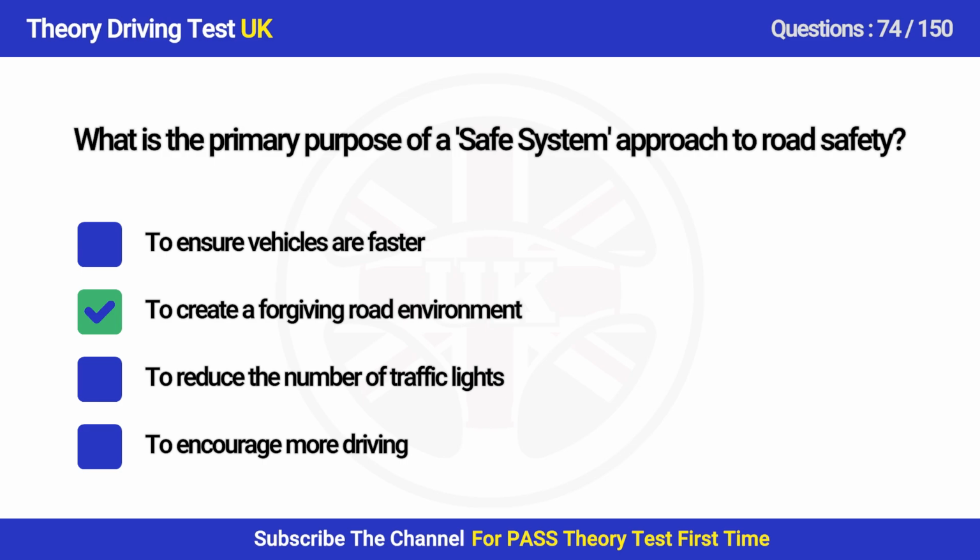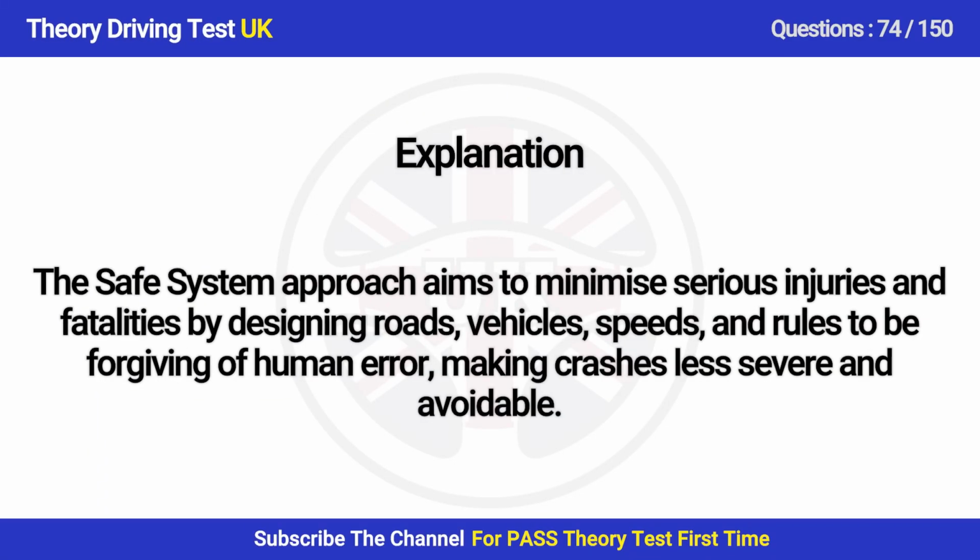Answers is B. To create a forgiving road environment. The safe system approach aims to minimize serious injury and death by designing roads, vehicles, speeds, and rules to be forgiving of human error, making crashes less severe and avoidable.